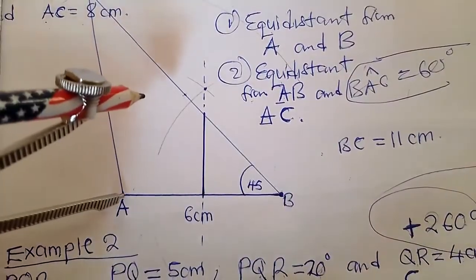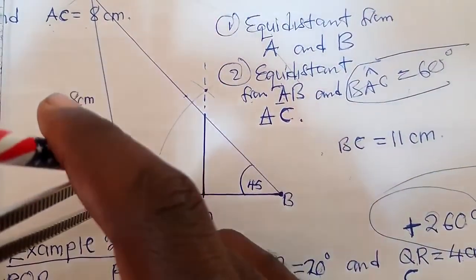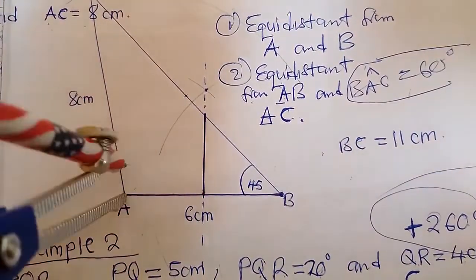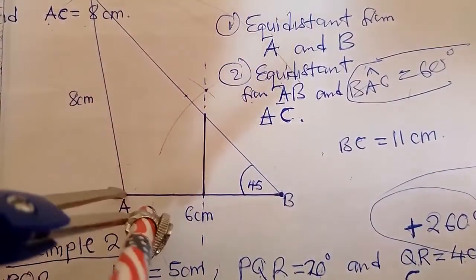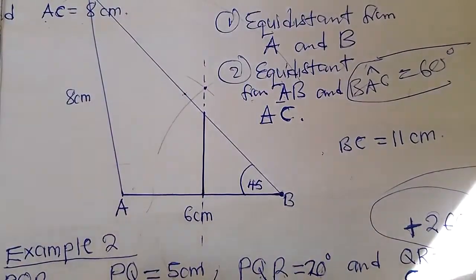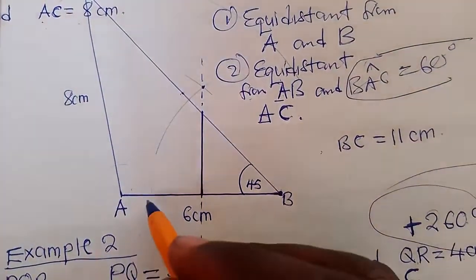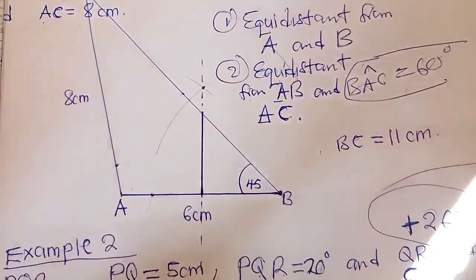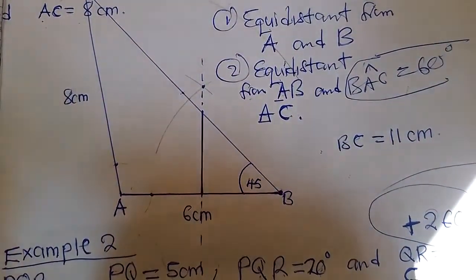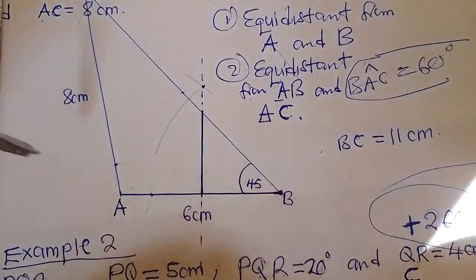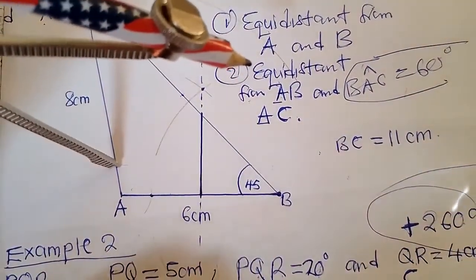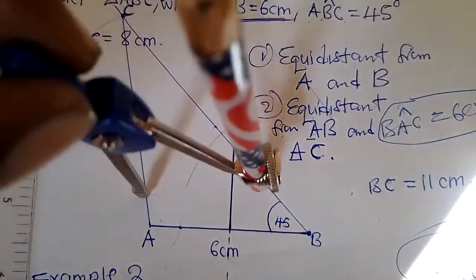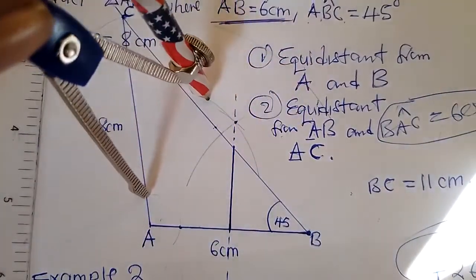You go to A with a small radius. You cut this line like this, and you also cut this one like that. Then you open your compass a bit, go on this new line like this, and do this.